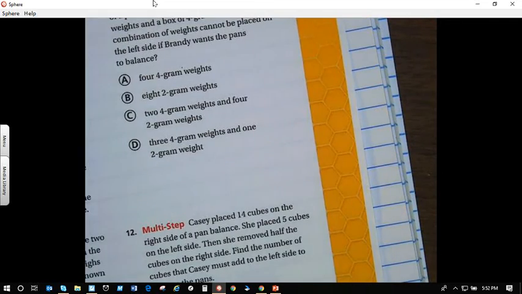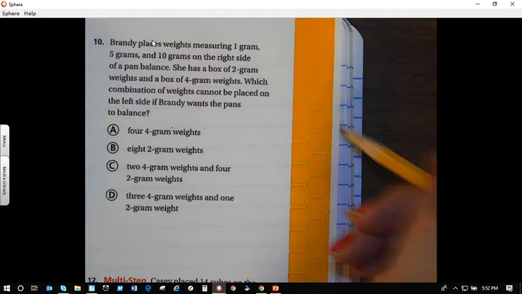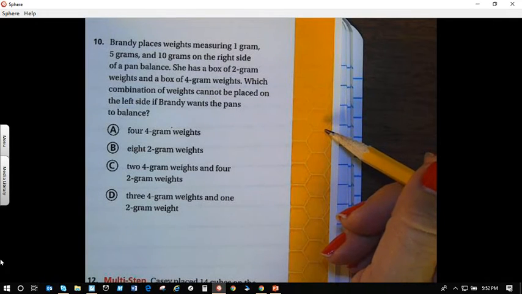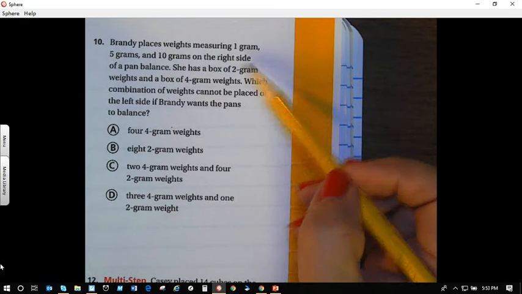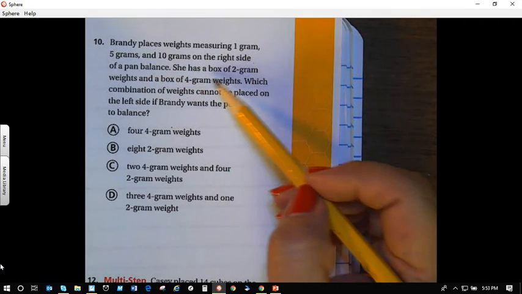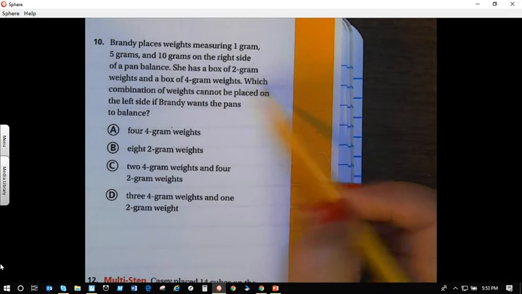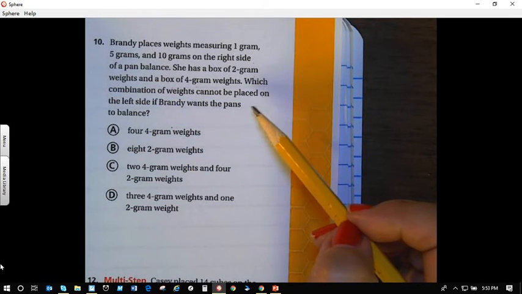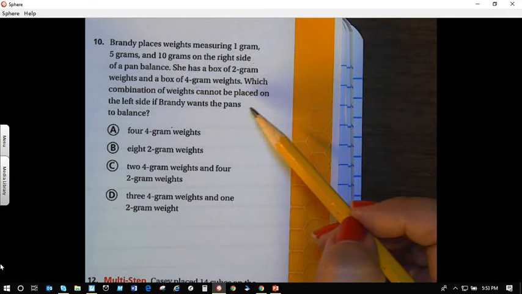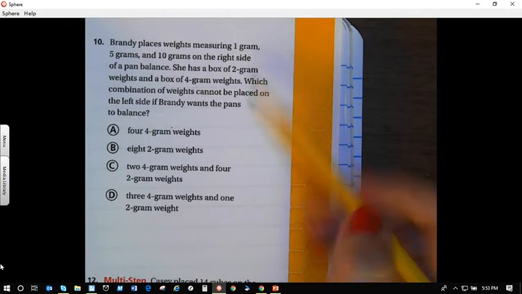Number 10. Brandy places weights measuring 1 gram, 5 grams, and 10 grams on the right side of the pan balance. She has a box of 2-gram weights and a box of 4-gram weights. Which combination of weights can be placed on the left side if Brandy wants the pans to balance? All right, so let me draw this out. So I have to think about it.